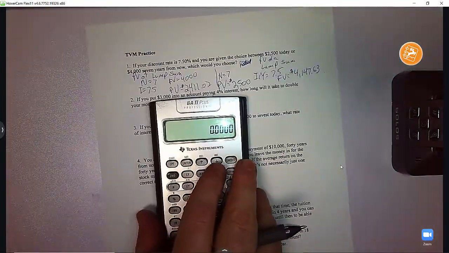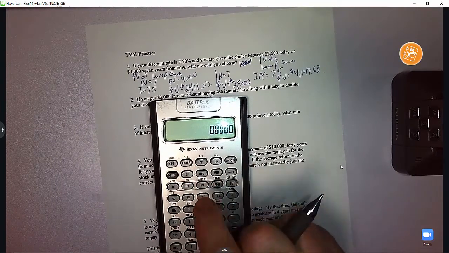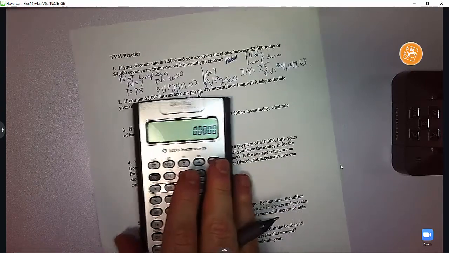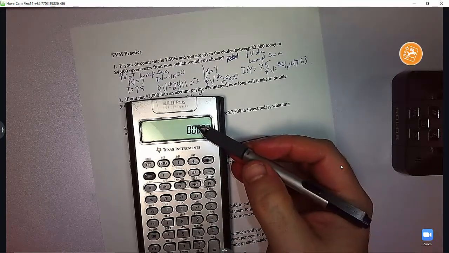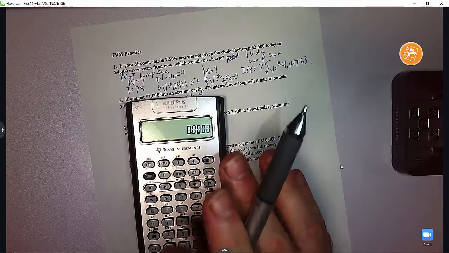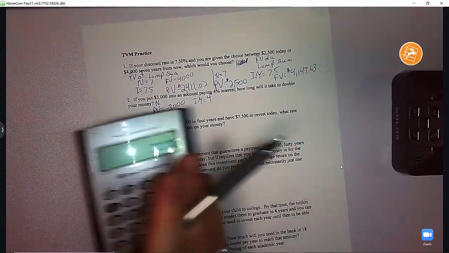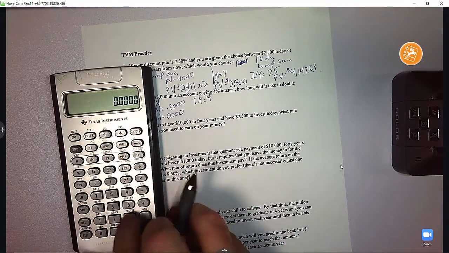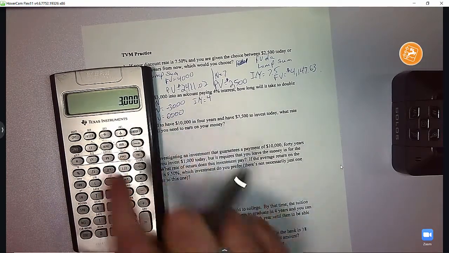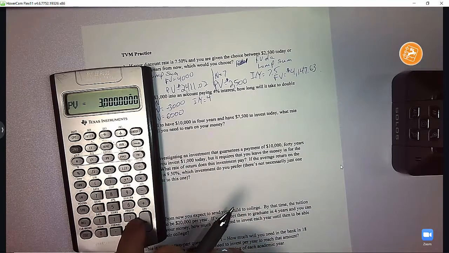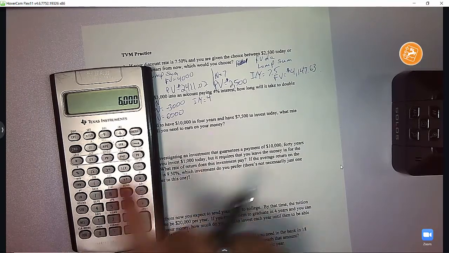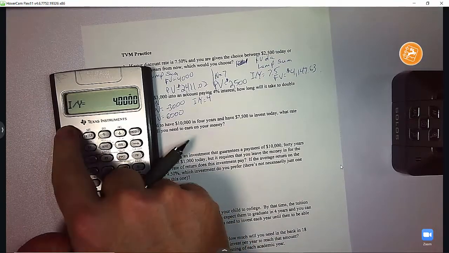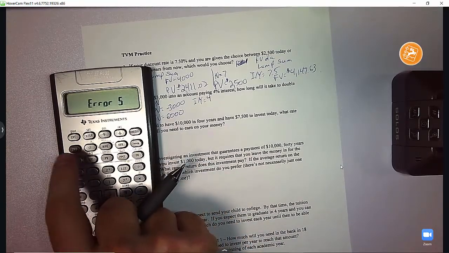So just like I said before, I'm going to go through and clear everything out. Again, it's not set up for an annuity due, and it's only set for 1 payment per year, so I'm good on that. Like I said, I'm going to make a mistake here just to show you what it looks like. I'm going to put 3,000, not negative, in for my present value. I'm going to put 6,000 in for my future value. I'm going to put 4 in for my interest rate, and then I'm going to compute N. It's going to give me an error message.